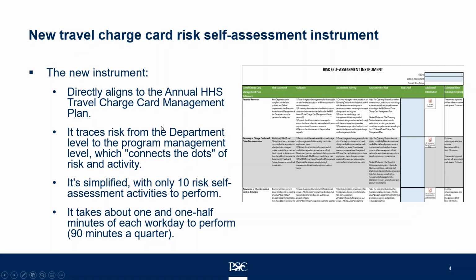The new instrument directly aligns to the annual HHS Travel Charge Card Management Plan. It traces risk from the department level to the program management level, which connects the dots of risk and activity. It's simplified with only 10 risk self-assessment activities to perform. It takes about 1.5 minutes of each workday to perform, or roughly 90 minutes a quarter.